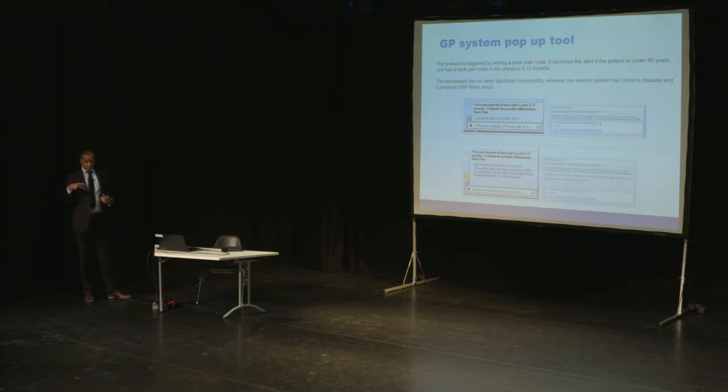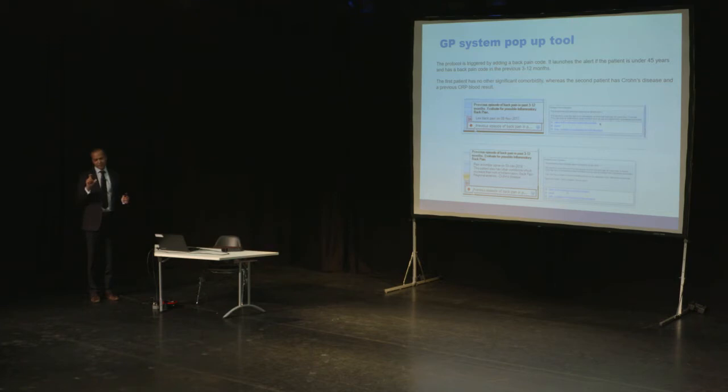The third thing that we've come up with locally in Bath to try and help clinicians is this GP system pop-up tool. So I don't know if you're aware, but GPs use clinical digital systems called EMIS or System 1. And what we've worked on here is that if a GP sat in their surgery and they've typed in back pain, the system obviously knows if that patient is under the age of 45.